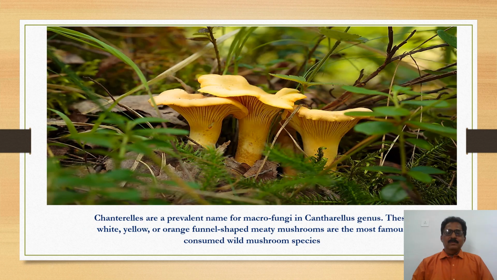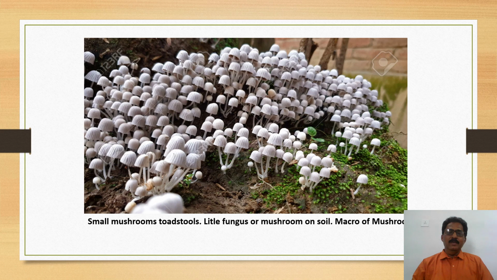The next species of mushroom is the chanterelle, which is prevalent among macrofungi. These white, yellow, and orange funnel-shaped meaty mushrooms are the most famous among wild mushroom species, which are also delicious and found in various forests in moist areas.